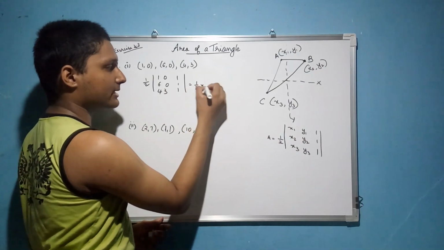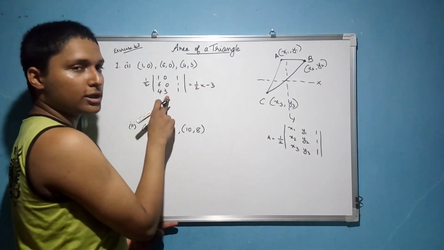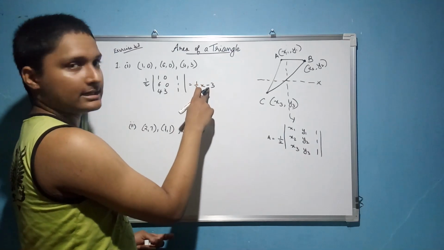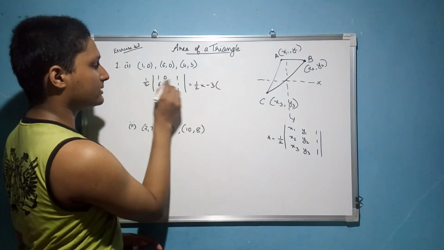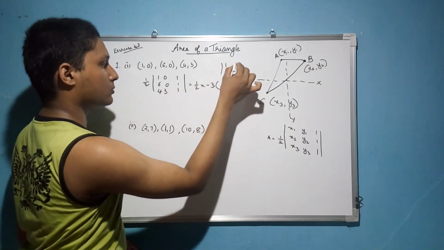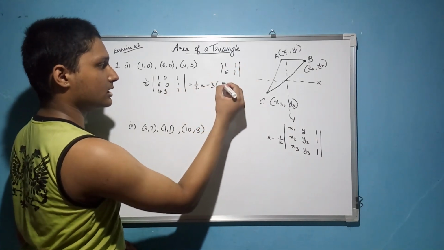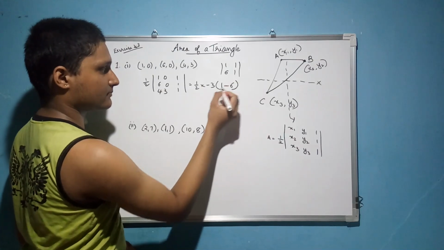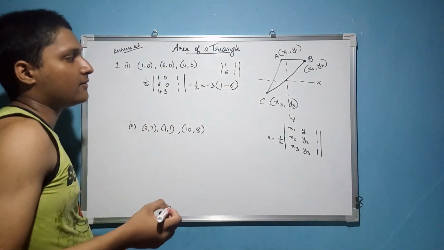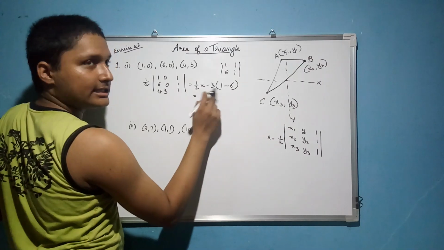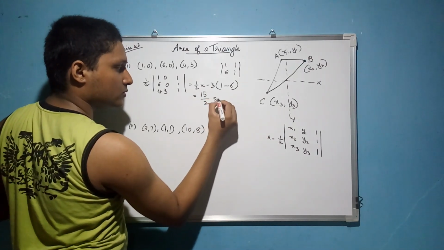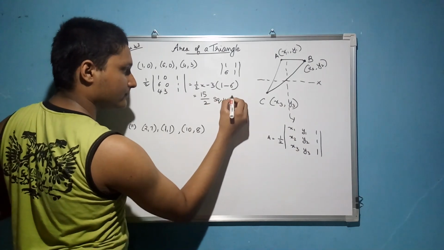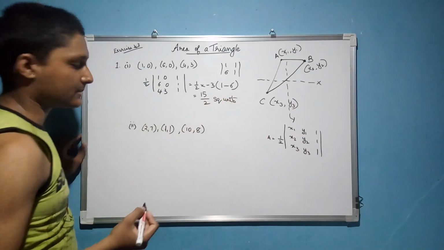So half into minus 3. Since it is the second column and the third position, one negative sign is involved over there. Then into the determinant 1 1, 6 1. So it is going to be 1 minus 6, which is minus 5. So minus 3 into minus 5 is 15. So it is going to be 15 by 2 square units. That's all about the first subdivision.